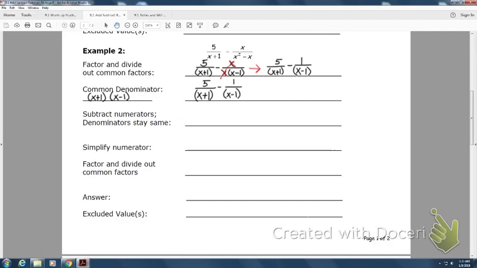Roslyn, what part of the first fraction, its denominator, is missing what part of the common denominator? X minus 1. X minus 1. So I need to multiply that first fraction by x minus 1 over x minus 1. Okay. Cam, the second fraction is missing what part of the common denominator? X plus 1. X plus 1. Okay.